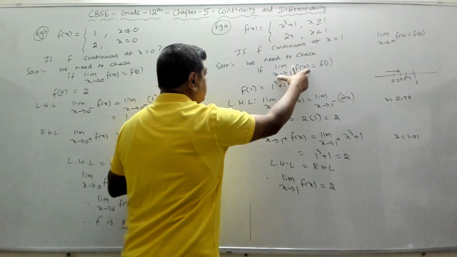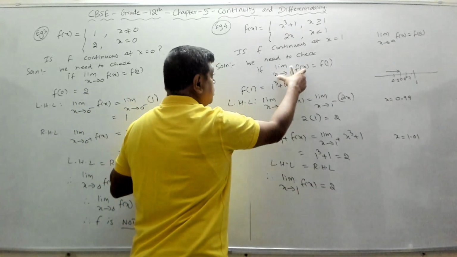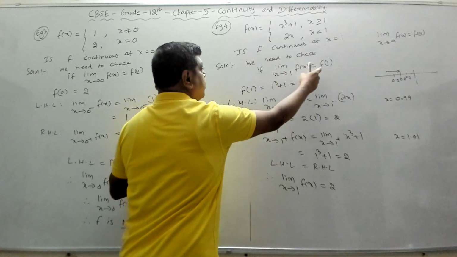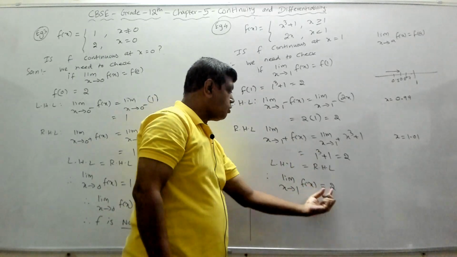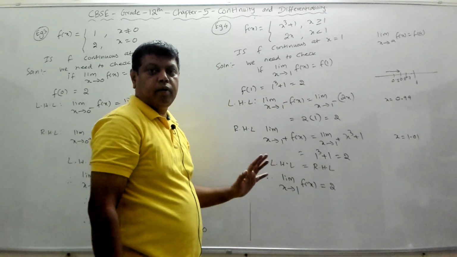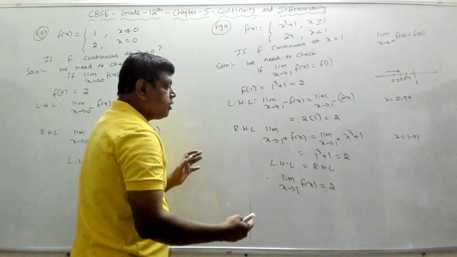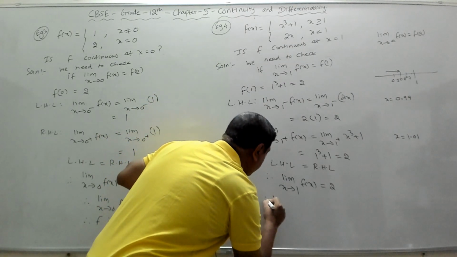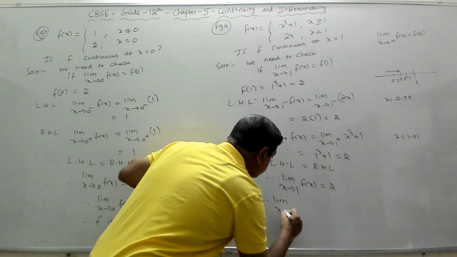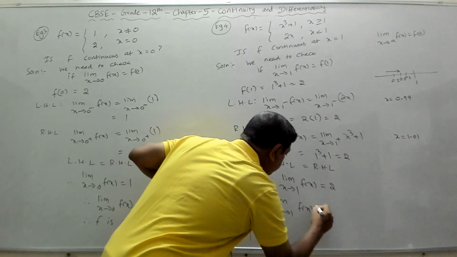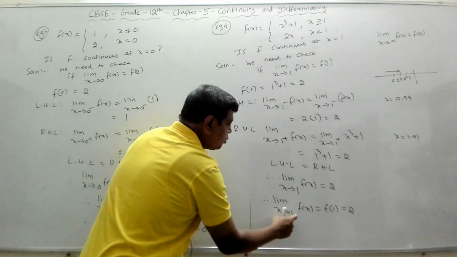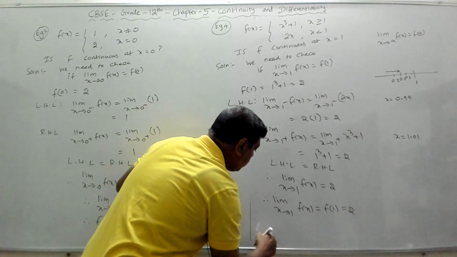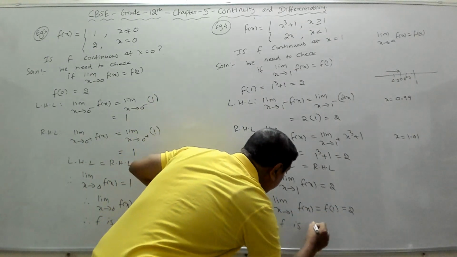Now this value is 2. What is f of 1? That is also 2. So both are equal. F of 1 is 2, and limit x goes to 1, f of x is also 2. Both are equal. Therefore, f is continuous. So we have limit x goes to 1, f of x is equal to f of 1, and both are equal to 2.